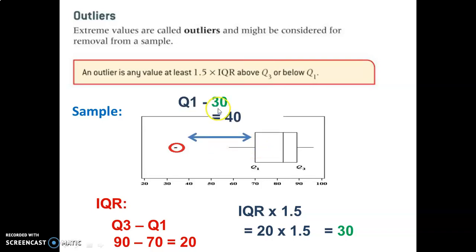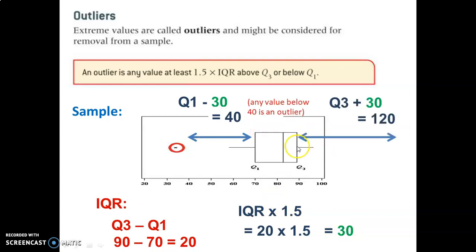So now we know anything beyond 30 above Q3 and beyond 30 below Q1 is going to be an outlier. So for example, Q1 minus 30, okay, Q1 was 70, minus 30 gives us a value of 40. So anything in there is considered fine, but anything beyond 40 in this direction is an outlier. So this is definitely an outlier. Now let's look at an upper end. Again, we're going to take that 30 we just calculated, and we're going to go 30 above Q3. Q3 was 90. 30 above that brings us to 120. So anything from 90 to 120 would be okay, but anything beyond would be an outlier. That's how we find outliers.